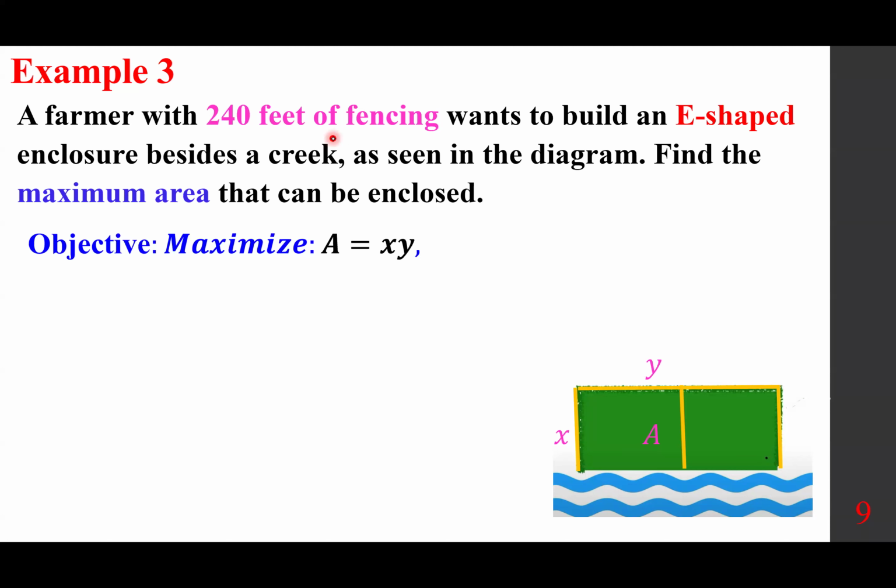We have 240 feet of fencing. That makes it the limiting factor, the constraint. So the constraint is 240 feet of fencing: 1, 2, and 3 x's, and 1 y. We don't need anything on the side of the creek. Therefore, 3x plus y must be 240 feet.